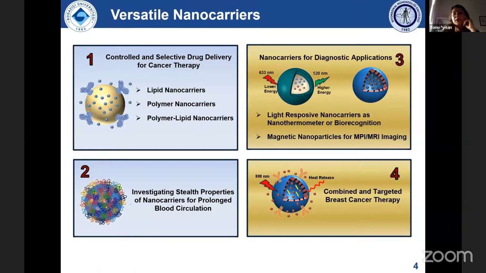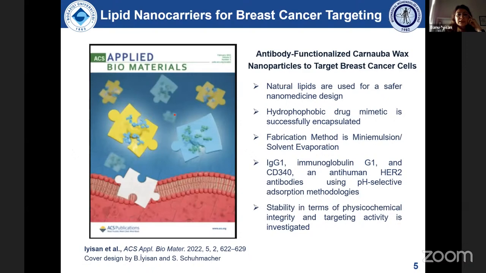Here I will talk mostly about light-responsive nanocarriers that we can use both as a nanothermometer or for biorecognition tools. But in today's talk, I will show you some examples of our nanothermometer-based light-responsive nanocarriers. We are also producing some magnetic nanoparticles and combining these structures with some capsules for MPI and MRI imaging. And lastly, a very brief introduction of our recent TÜBİTAK project, which is about combined and targeted breast cancer therapy. Okay, so let's start with the lipid nanocarriers for breast cancer targeting.